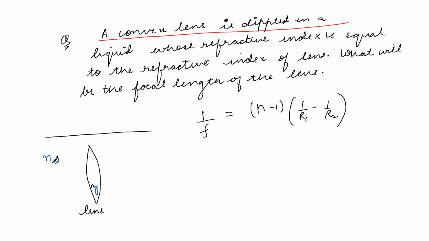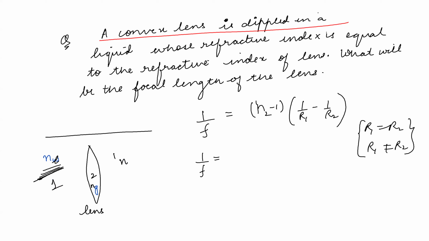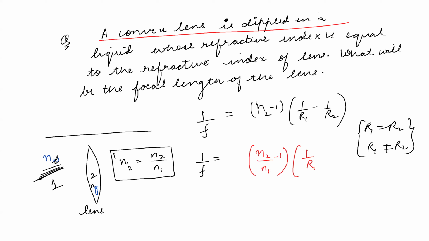Unless anything is mentioned to me, I do not know whether R1 is equal to R2 or not. I cannot make a decision on that. So 1 by f is (n minus 1) into (1 by R1 minus 1 by R2). Yes or no? What are we doing? Outer one is medium 1, inner one is medium 2. So I'm going to write n12 as n2 by n1. That's (n2 by n1 minus 1) into (1 by r1 minus 1 by r2). How do I elaborate this part? N2 by N1 or not?